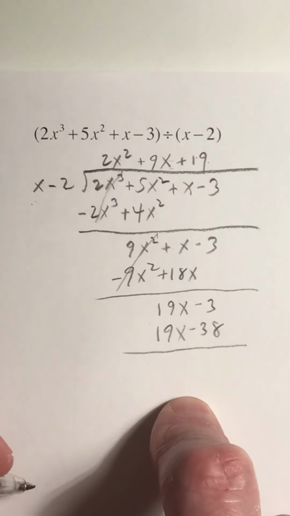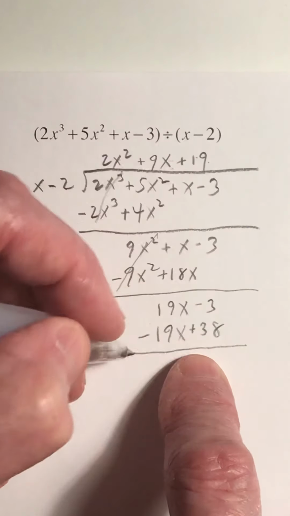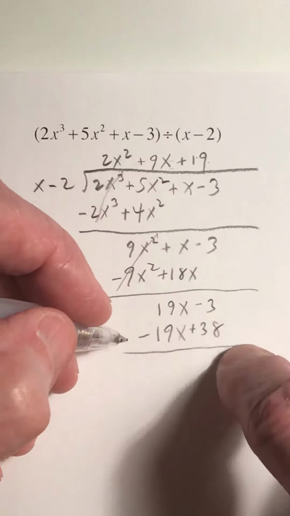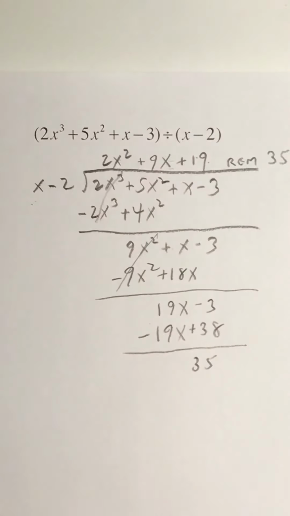Okay? Change that to negative, change that to positive. Negative 3, positive 38 is 35. So we have remainder, positive 35. Okay?